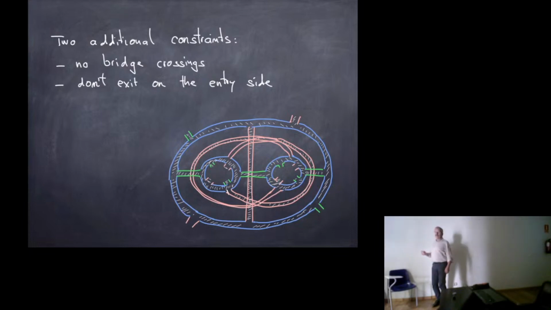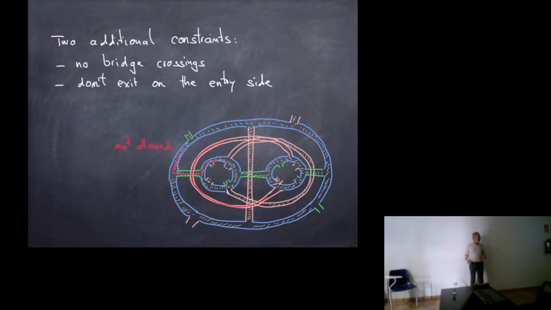Now what you do is actually necessary to give you curves on the surface and not on the ribbon graph. And so there are two things that you must follow. No bridge crossings. So you tell it no bridge crossings, it doesn't know what you mean. And don't exit on the entry side. So I have to explain what I mean by that.